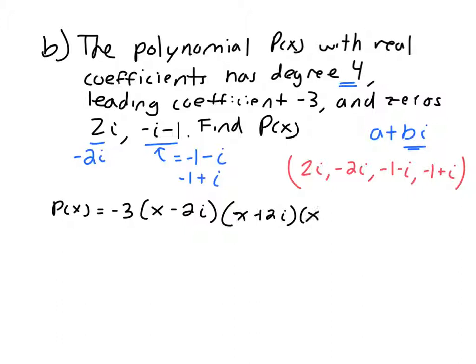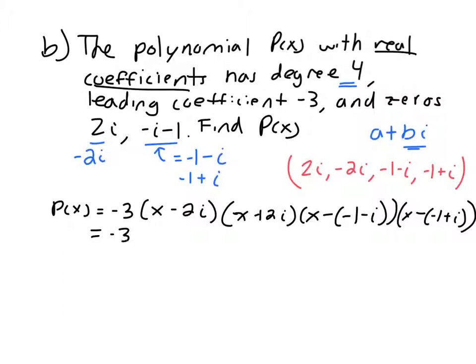Then x minus -i, or -1 minus i, okay? And then x minus -1 plus i. All right, so now I just need to do some algebra and make this neater looking, and make it look like a polynomial with only real coefficients.